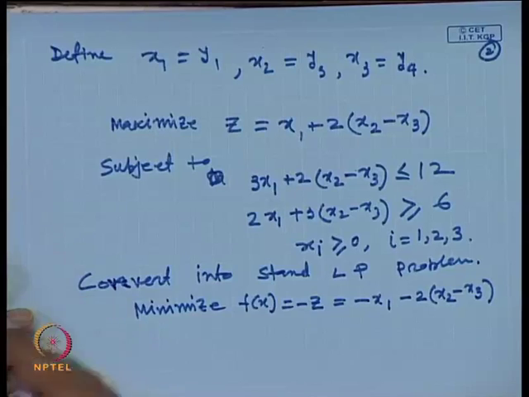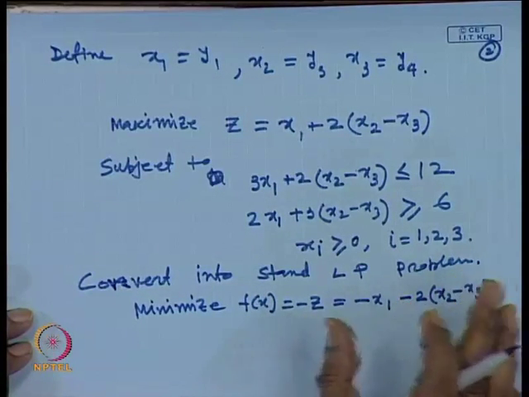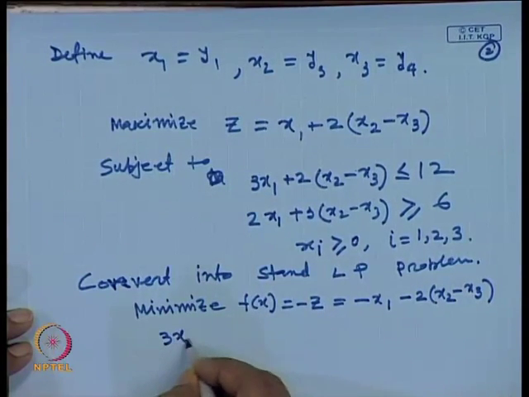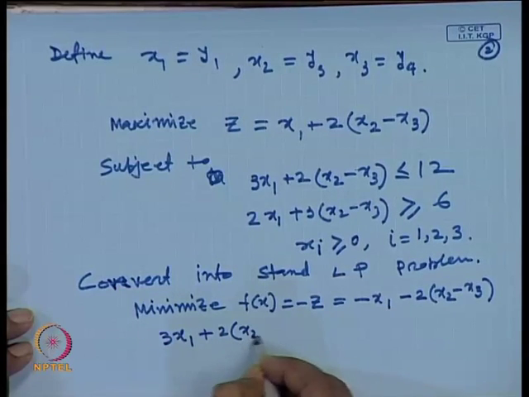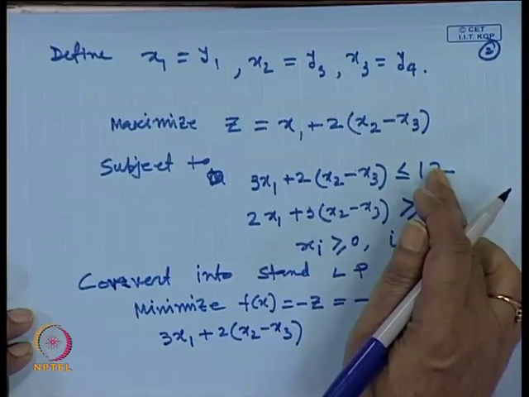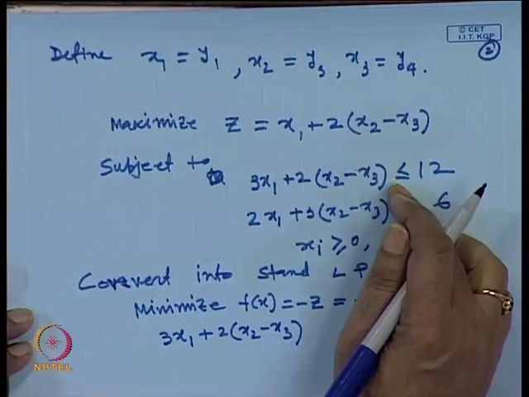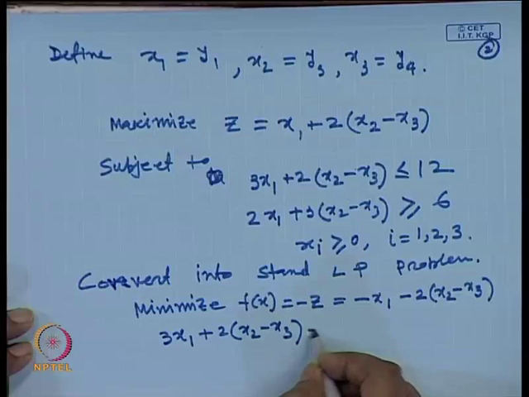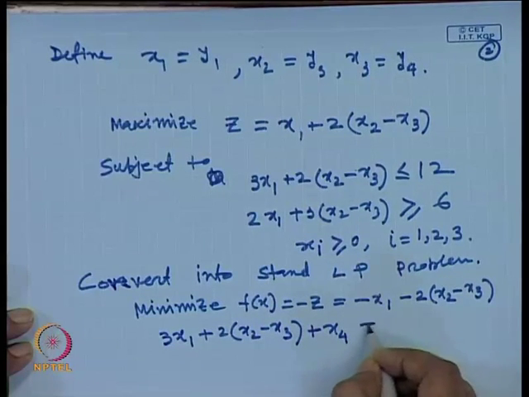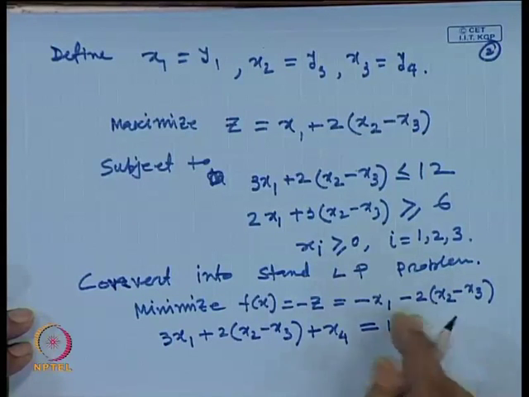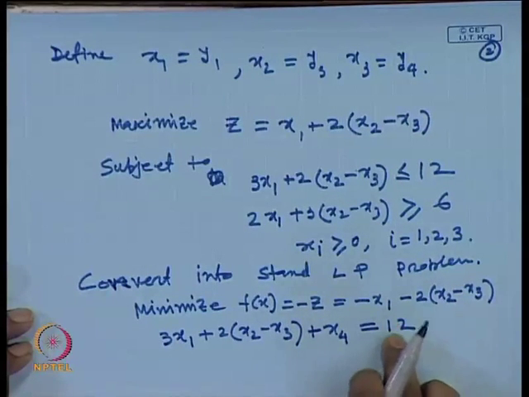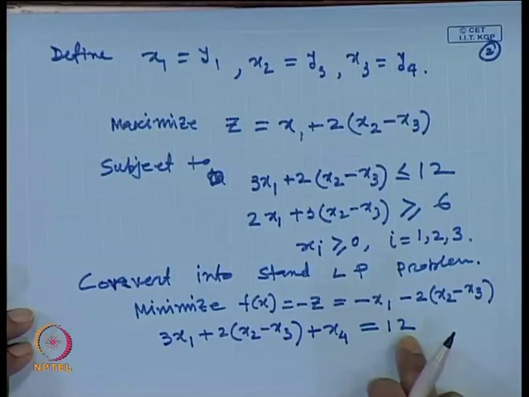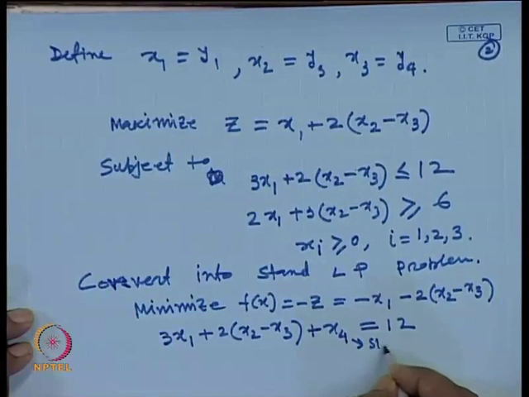And we have to convert all inequality conditions into equality conditions with the right hand side a positive constant quantity. So let us say this one, we will write 3x1 plus 2x2 minus x3, and this is less than 12. That means something we have to add with this one. Let us call the new variable x4, equal to 12, and the right hand side is a positive quantity. It is already positive. So, x4 is thus our slack variable.